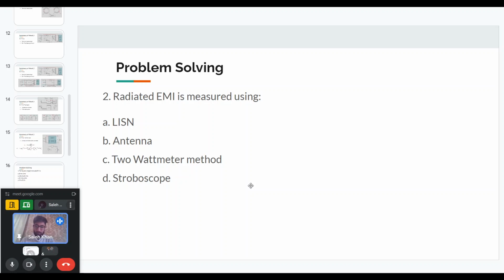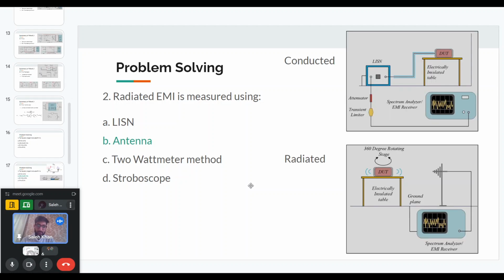Yes, so for conducted and radiated EMIs, they have to be measured using different setups. For the conducted EMI, we saw that in that isolated room, we will have the device under test, and it will be connected directly to the LISN, or line impedance stabilization network, and from the LISN output, it can be connected to the spectrum analyzer.